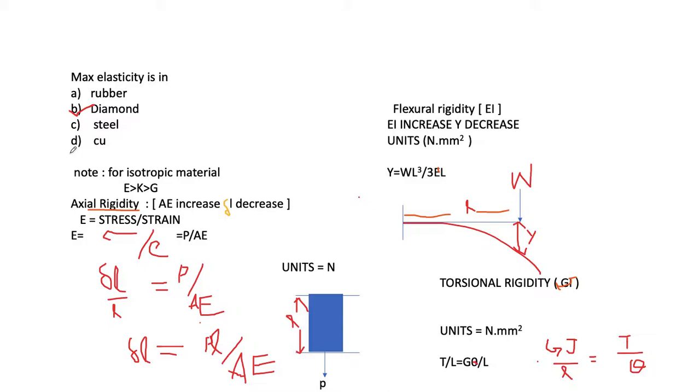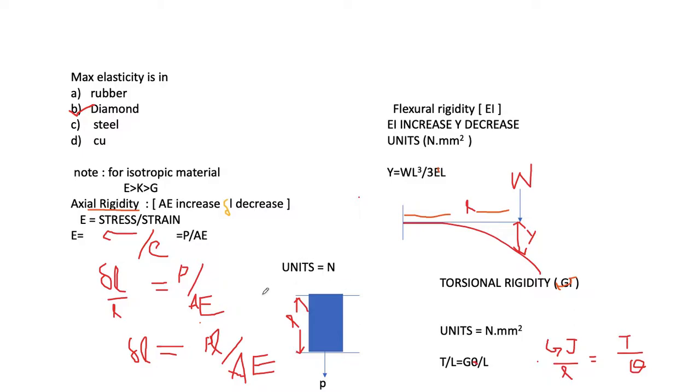Note, for isotropic material, E is greater than K is greater than G, which is modulus of elasticity, bulk modulus, and what we can say modulus of rigidity. Axial rigidity: as A increases, delta L decreases. E is nothing but stress by strain. This is sigma by E, and delta L by L is nothing but P by AE. Delta L is equal to PL by AE.